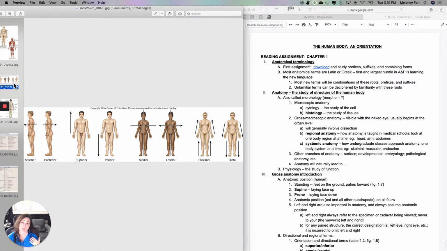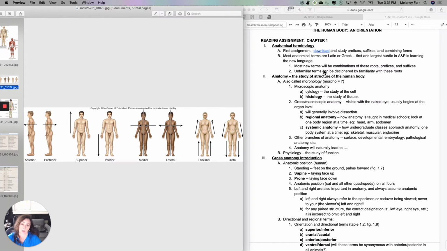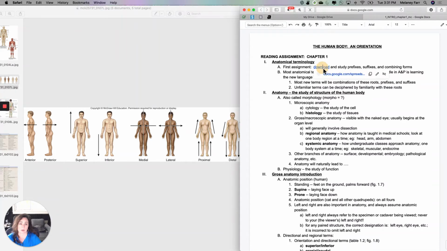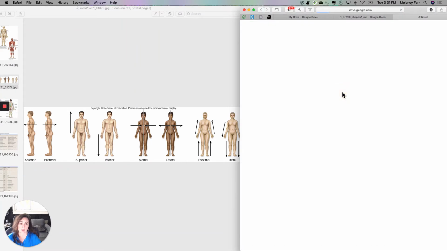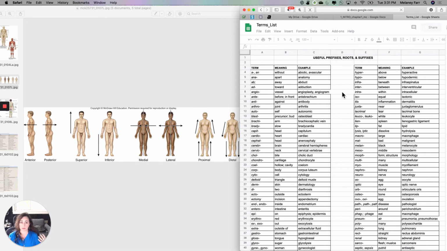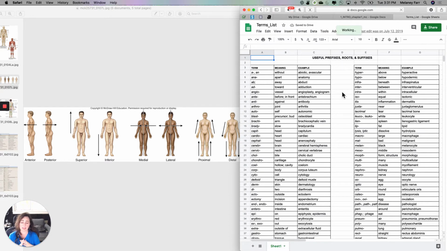Let's get over that hurdle by me linking right here in the first part of the first set of notes a subset of the Latin and Greek prefixes, suffixes, and combining forms that are commonly used to form anatomical and physiological terminology. If you click on this and pull it up, these are just some useful prefixes, roots, and suffixes. It's not meant to be comprehensive by any stretch of the imagination, but it will get you started, and then we'll learn more as we go throughout the semester.